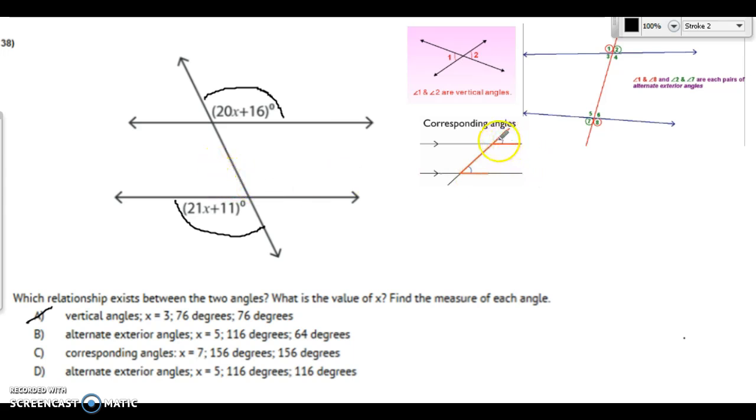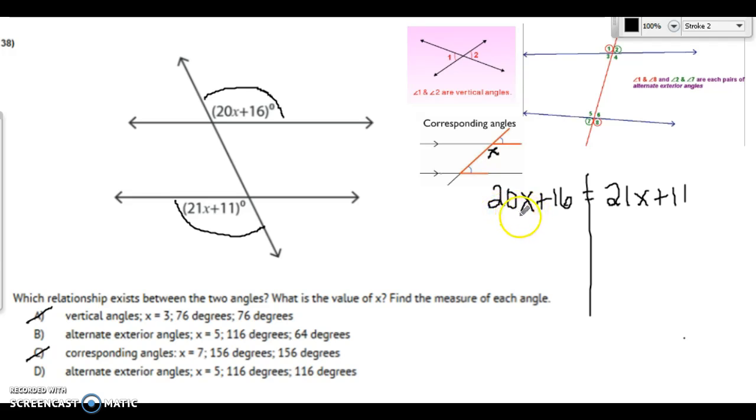Just as a quick recap, corresponding means same side of the transversal, skip one angle. So we're on the same side, we skipped an angle. These are not even on the same side, so they can't be corresponding. So we know that they're alternate exterior angles. The next thing we have to do is solve for x. We have to know that alternate exterior angles are congruent, so we can set these two angles equal to each other and solve for x.